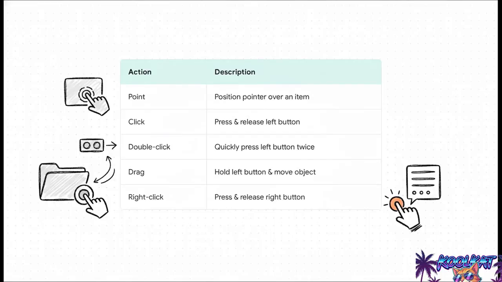So how do we boss all this around? It actually comes down to this simple little language of just 5 moves. You point with the cursor, you click to select something, you double-click to open it up, you drag stuff around, and you right-click to get that secret menu of options. That's it. With just those 5 actions, you can do pretty much everything.